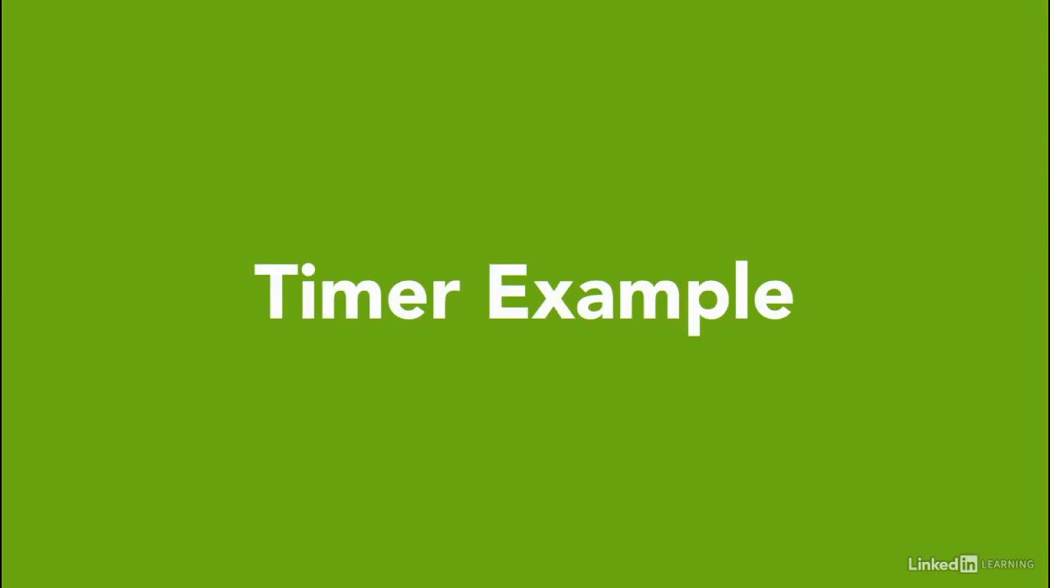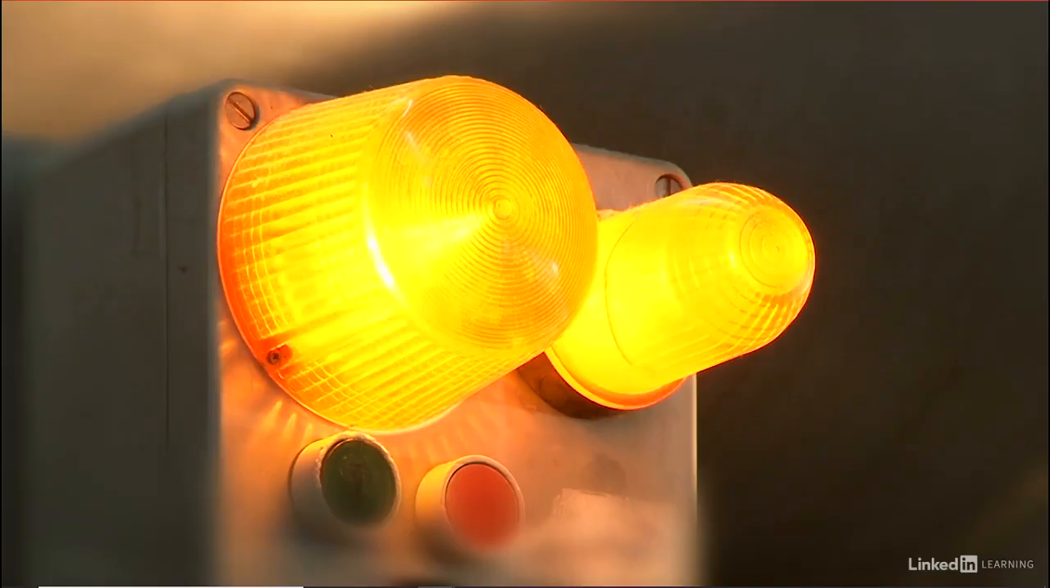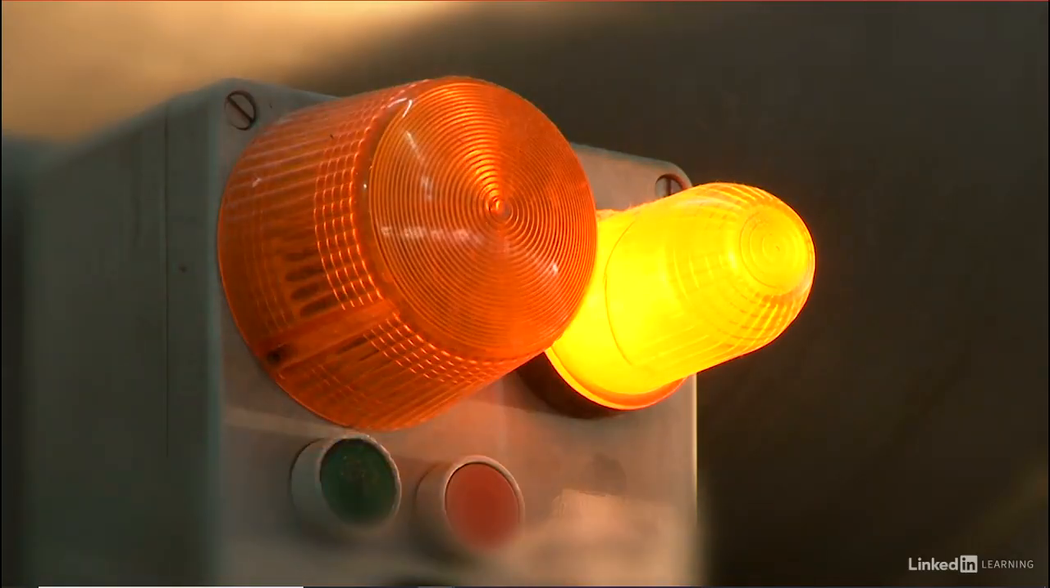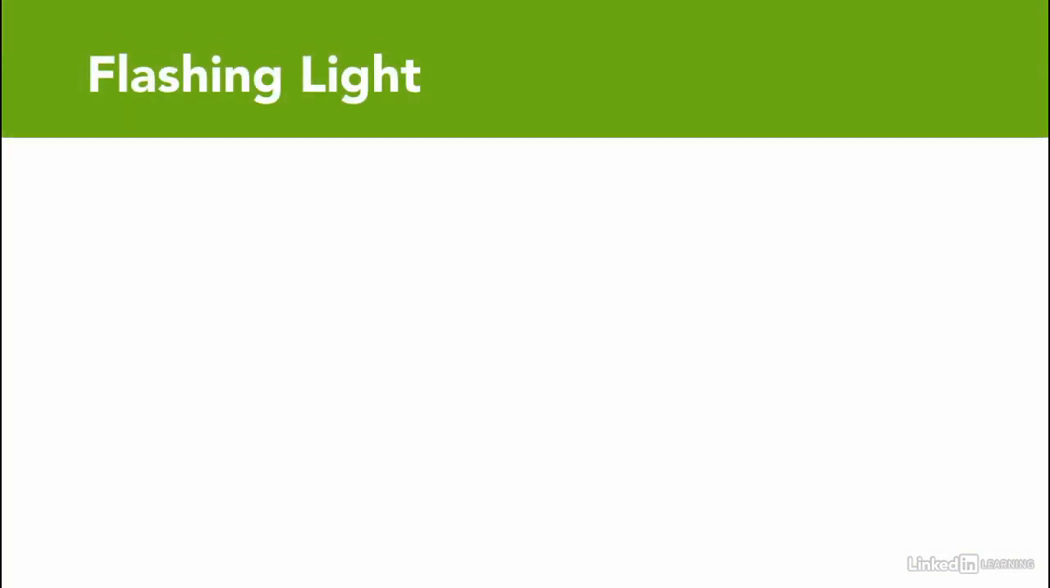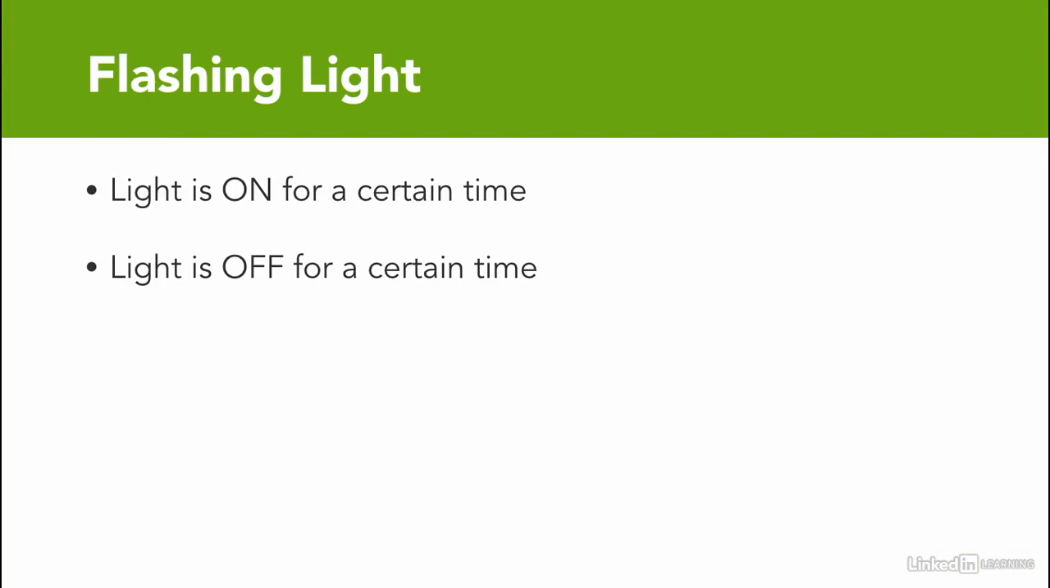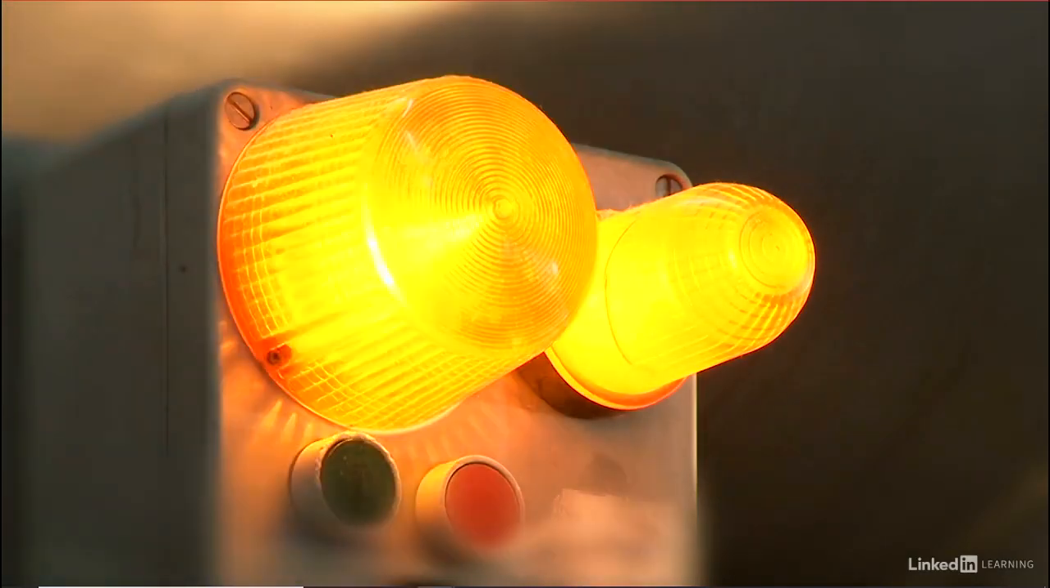One of the common applications for timer is using it for a flashing light. Flashing lights are used in many applications in industry and even in commercial environments. In a flashing light, simply the light is on for a certain time and off for a certain time. So we need to think about how long to keep it on and how long to keep it off.